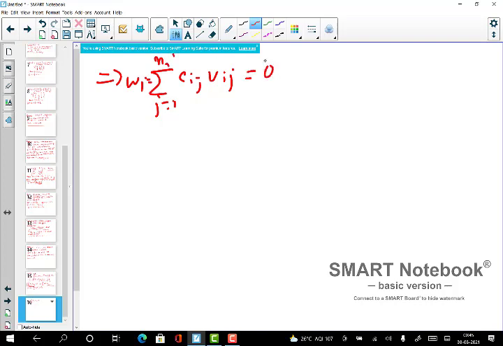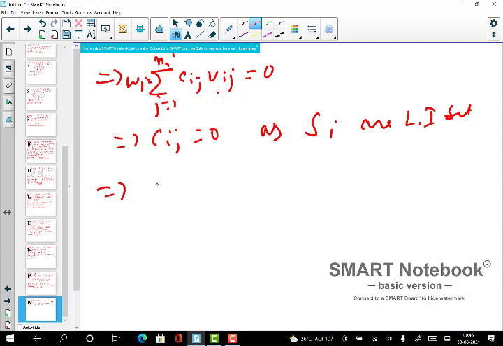This is 0, but these vij's are also elements of Si's, right? For each i, this is an element of Si, but Si is a linear span, right? This implies cij equals 0, as Si are linearly independent sets, right? And each vij is an element of Si. So that implies that finally S is linearly independent inside V over F.